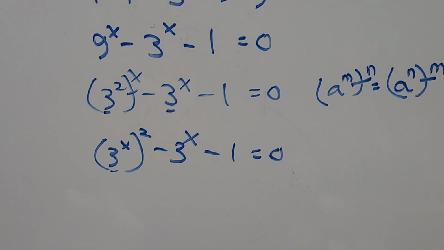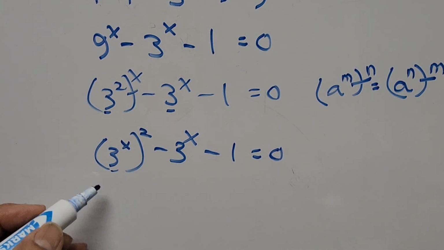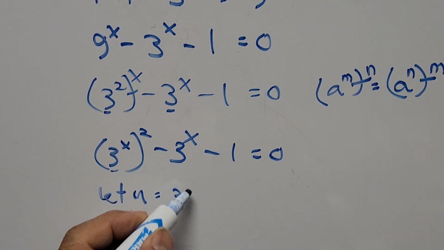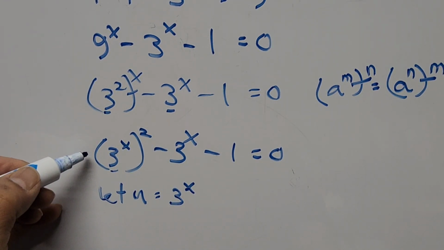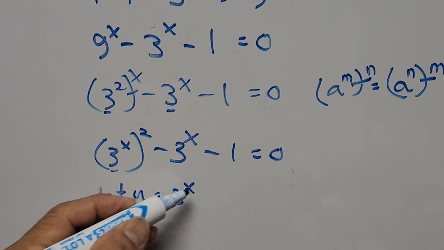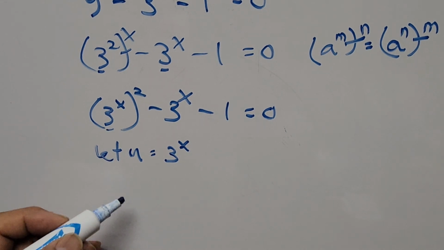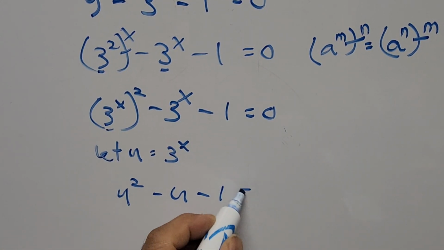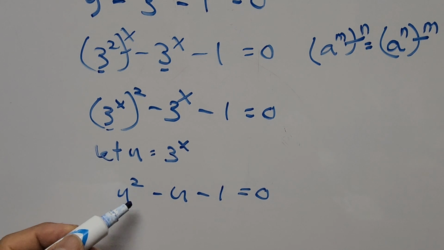So to do that, we're using substitution to represent the value of 3 to the power of x. So here let's let u be equal to 3 to the power of x. So then we can substitute this value into our equation. Instead of 3 to the power of x, we'll be using u, right? So now we have u squared minus u minus 1 equals 0. And so now this is a quadratic equation with the exponent 2, right? That's quadratic.